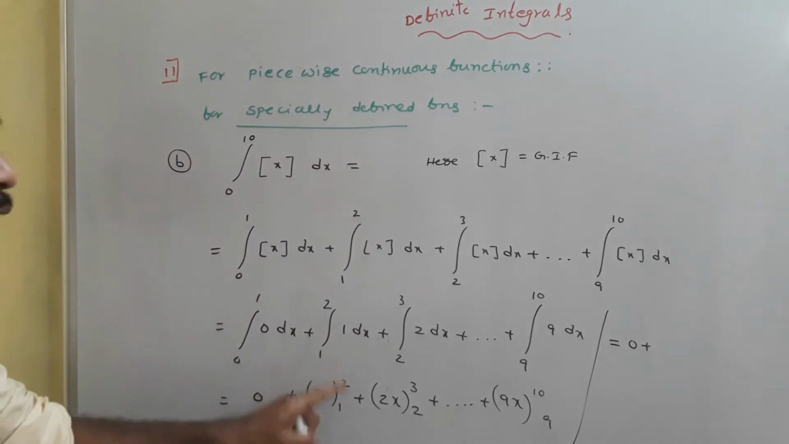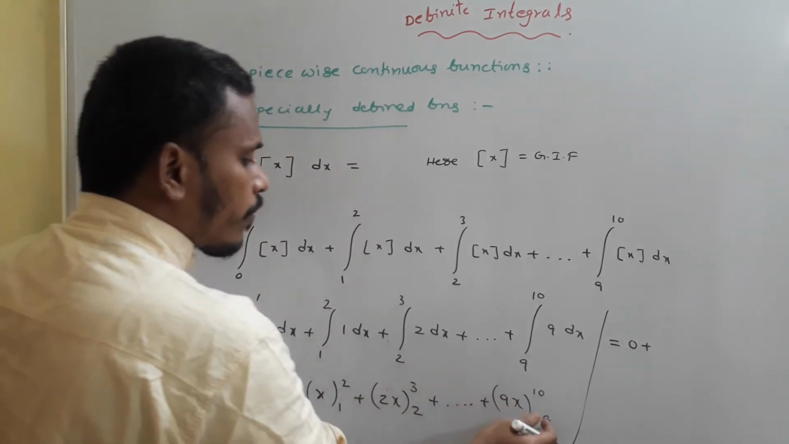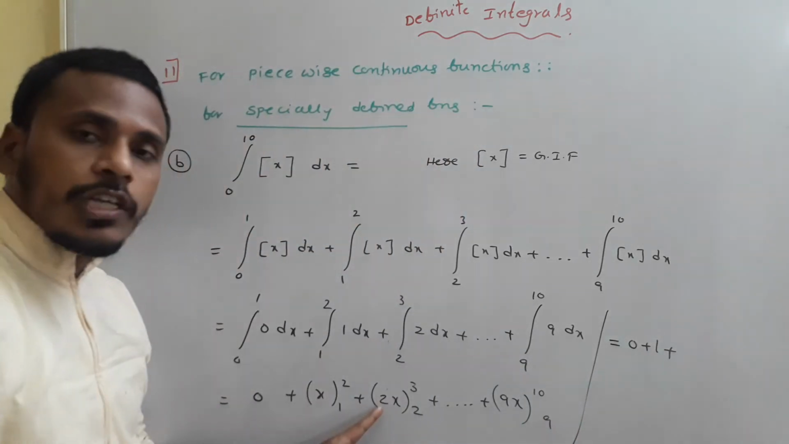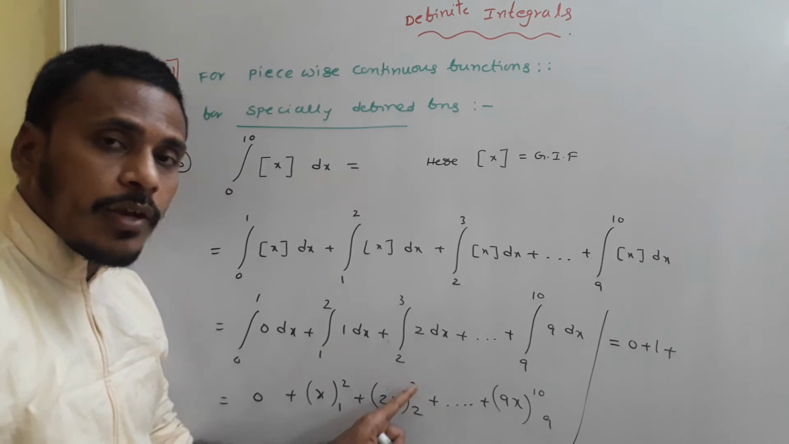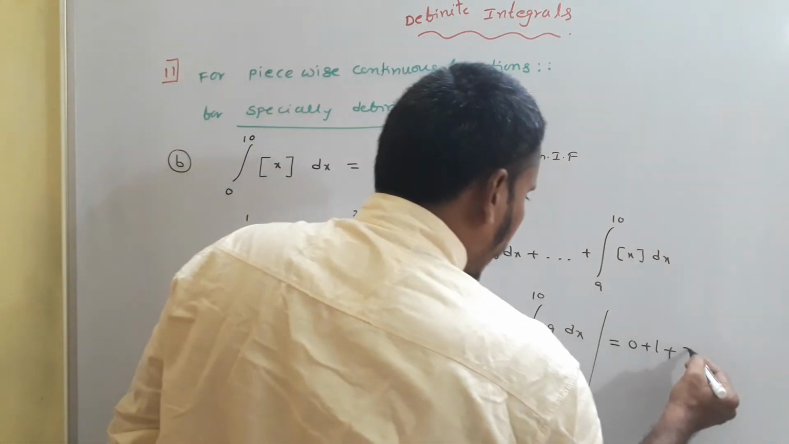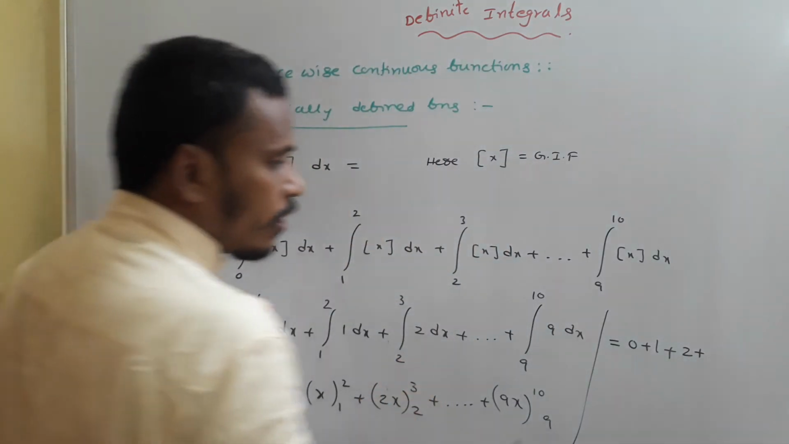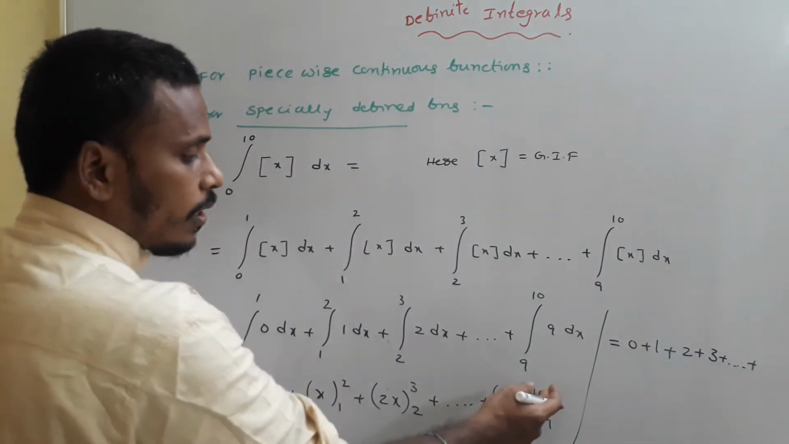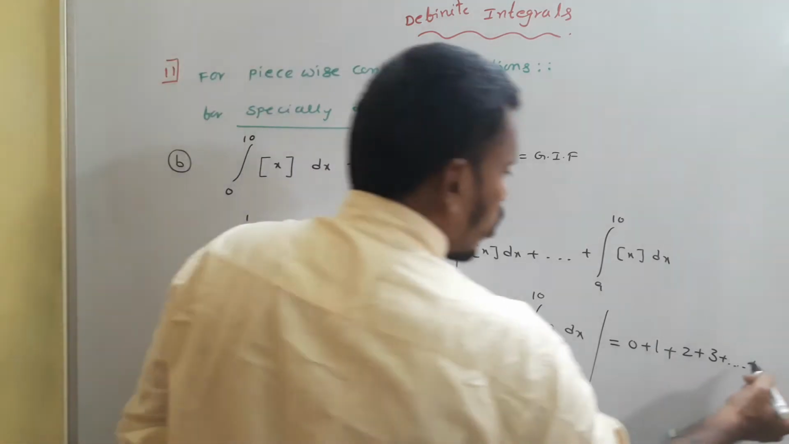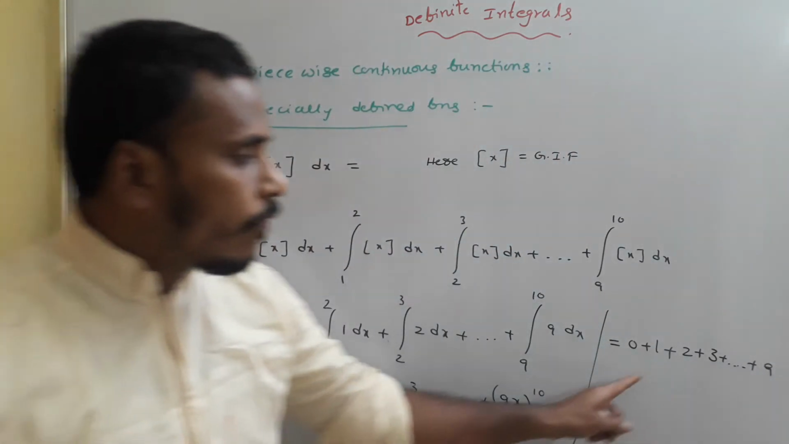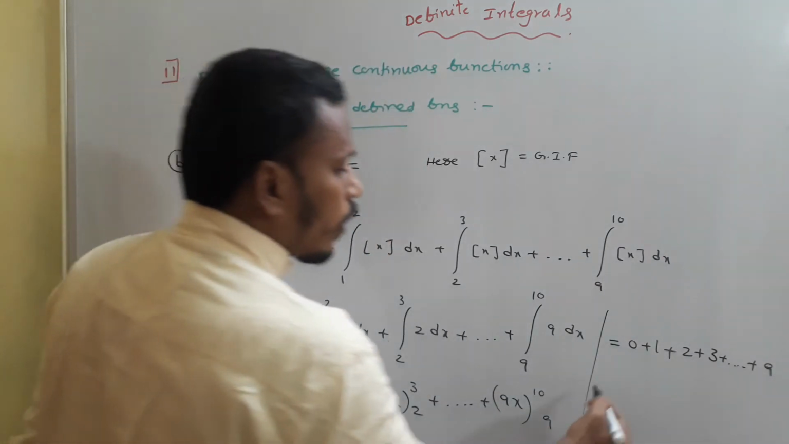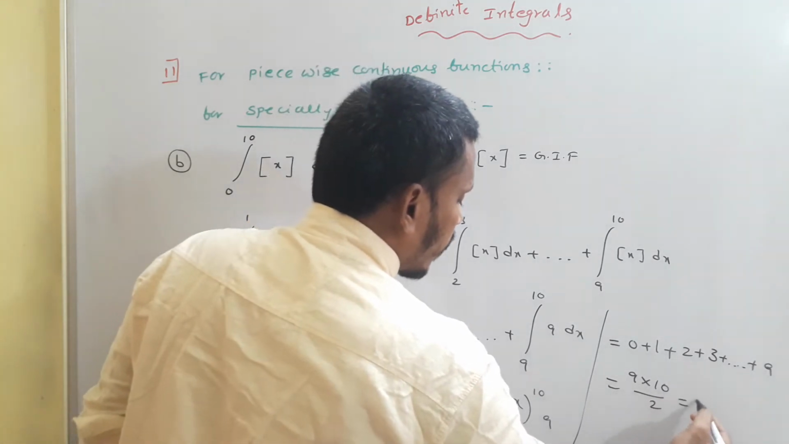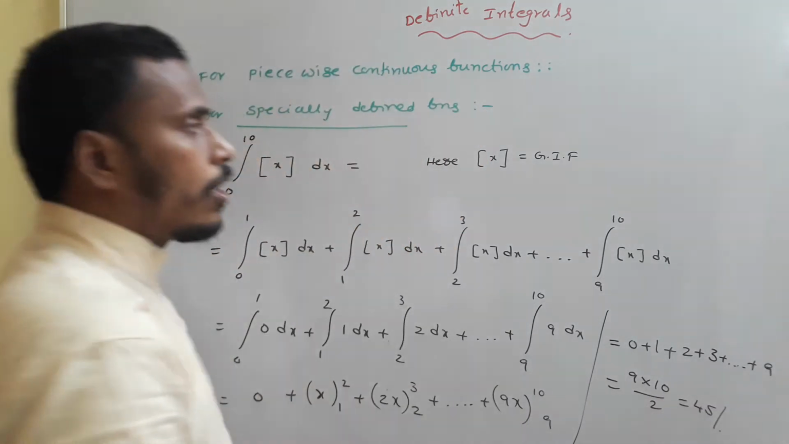So x between the limits 1 and 2, 2x between the limits 2 to 3, 9x between the limits 9 to 10. Here upper limit minus lower limit is 1, plus here 2 is a constant, keep it out, and in place of x, upper limit minus lower limit is 1, so that gives us 2. The next term gives us 3. Like that, for the last one, if you keep 9 out, then 10 minus 9 is again 1, so you are left with 9. So finally we need to add 1 to 9: 9 into 9 plus 1, that is 10, divided by 2, equals 45. That is our answer.